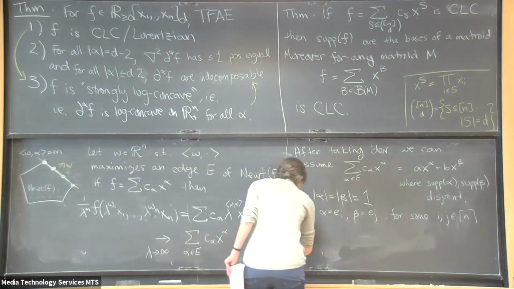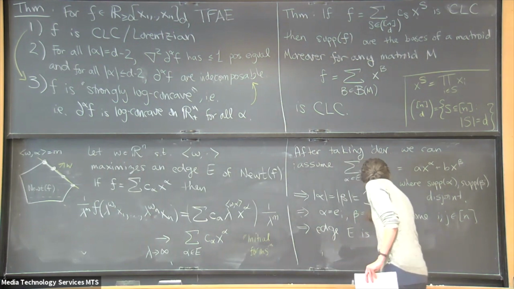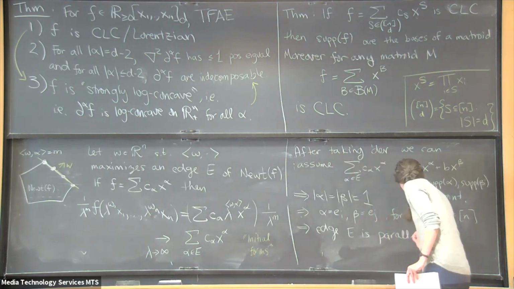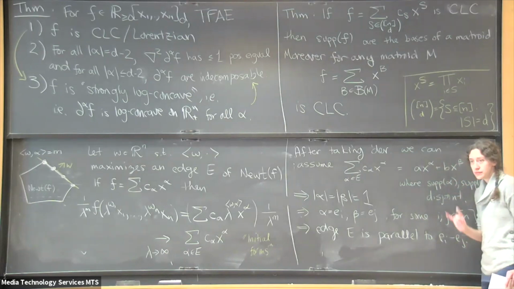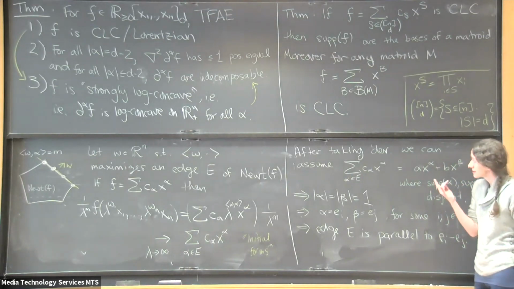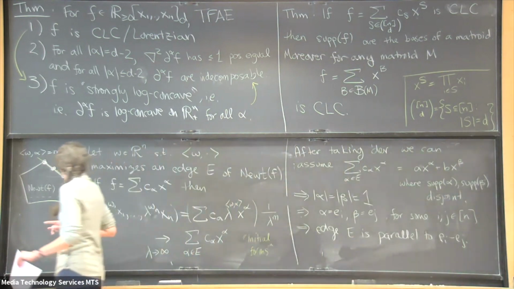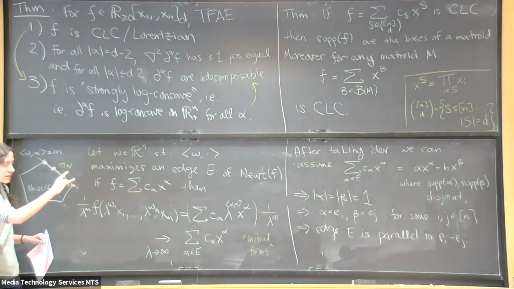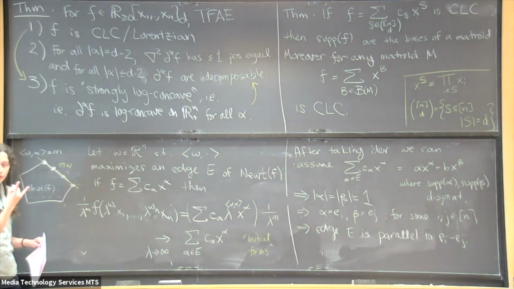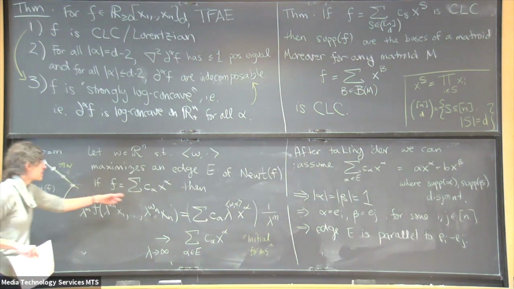So what this means is this edge is parallel to e_i minus e_j. And this was exactly the characterization of matroid polytopes: that every edge is parallel to e_i minus e_j for some choice of i and j.